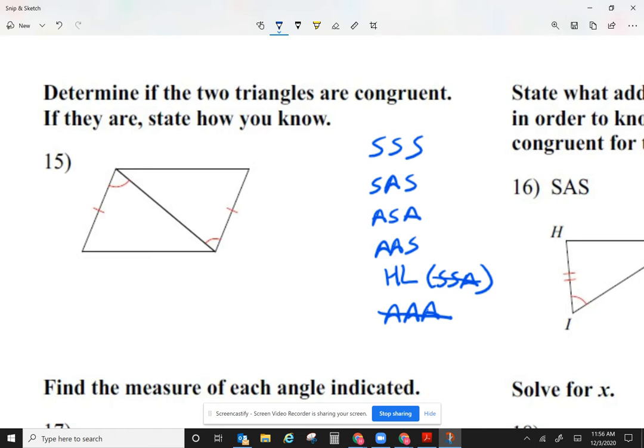Now, looking at question number 15. I can mark the side that they both share, right? If the side is used by both triangles, I can mark the side. If the angles make an X, I'm talking about something like this, then I can mark the opposite angles. Right? If the angles make an X, I can mark them. If the side is used by both triangles, I can mark the side.